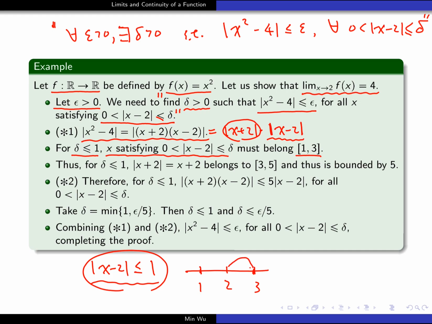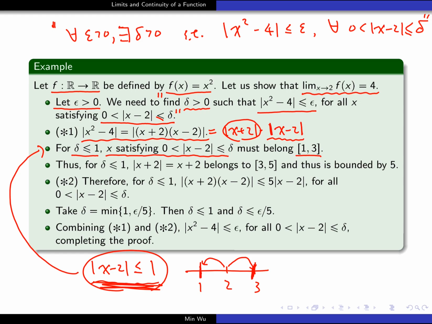If you go to the right by 1 unit, then you get 3. If you go to the left by 1 unit, then you get 1. So x is bounded by 1 and 3. This is what I mean by saying this. So if we choose delta less than or equal to 1, then this is automatically true. Then x has no choice but to be between 1 and 3. And this is the key idea, because x is between 1 and 3, so x + 2 is between 3 and 5.